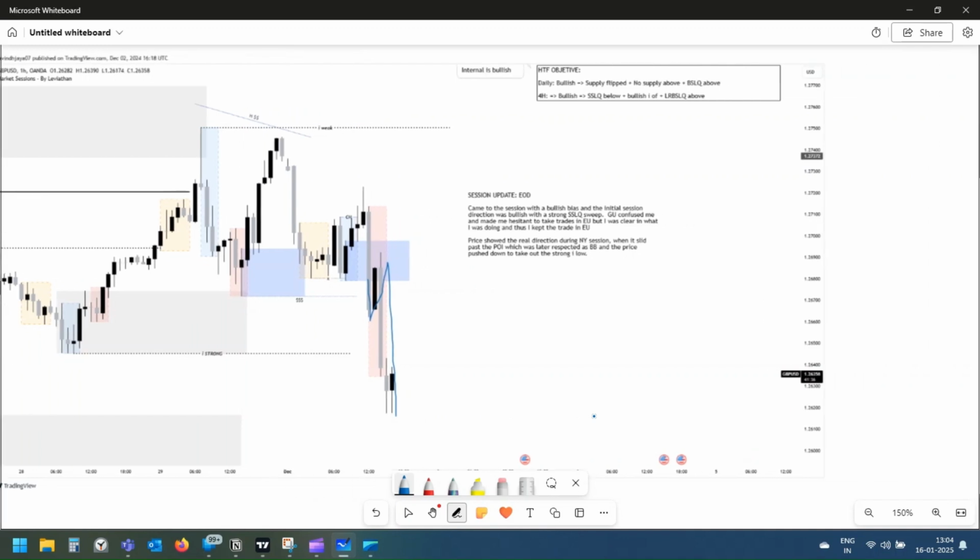So yeah, this is the EOD. Came to the session with a bullish bias, but I was totally in the wrong direction. EU became the correct pair which moved in the correct direction. So anyway, I didn't get any trades on GU, and luckily escaped from a loss in GU. I predicted correctly in EU, but I took a loss in EU. So yeah, it is what it is.